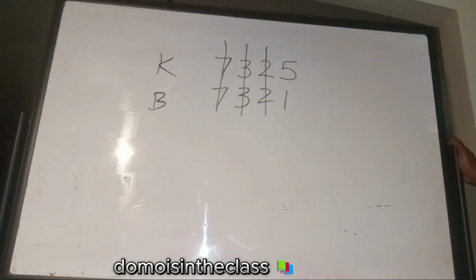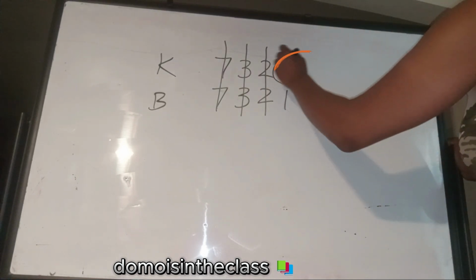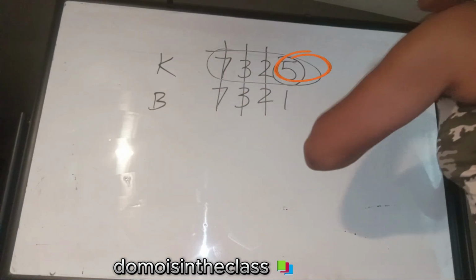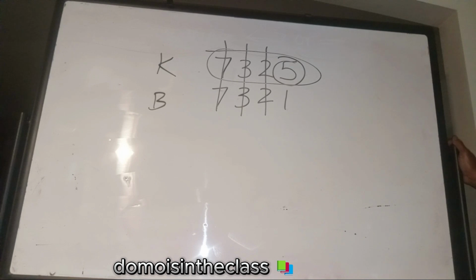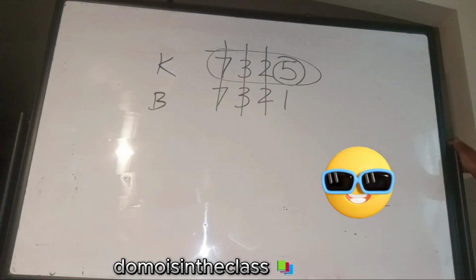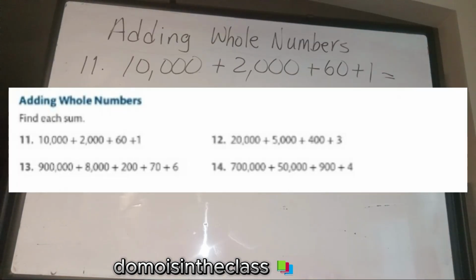And the 5 is bigger. Oh, yep, the 5 is bigger, so we circle that whole number. And so who has more songs? Kamal. Kamal has more songs. Great job. So moving on, now we're doing adding whole numbers.